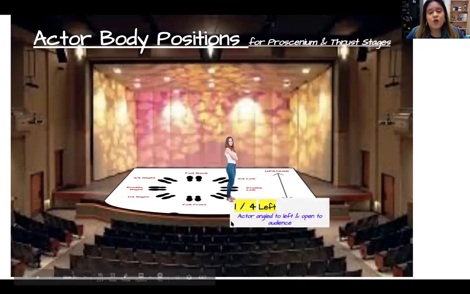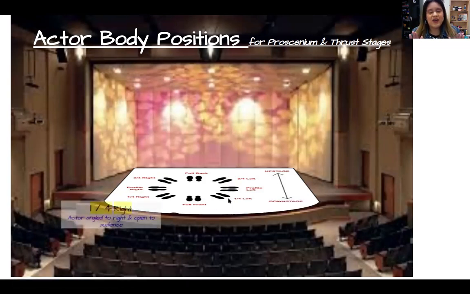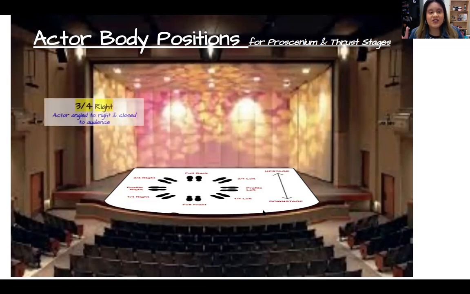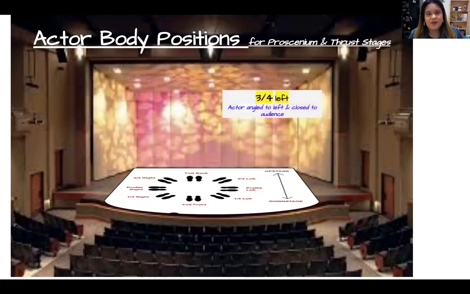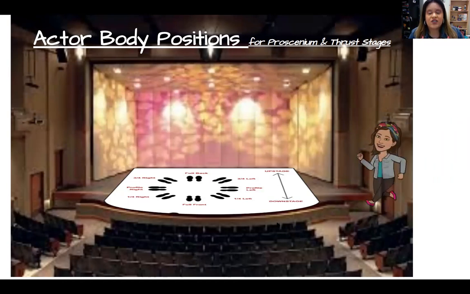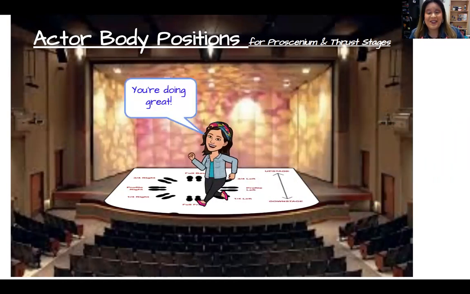The other positions are quarter left and quarter right. These are positions where your body is turned slightly away from full front, in between profile and full front. Our last 2 positions are going to be 3/4. These are the weakest positions on stage, and we rarely use them because you're kind of putting yourself away from the audience. And so again, remember your stage directions are from your point of view as the actor on stage. I know that was a lot of information, so if you're still with me, you're doing great.